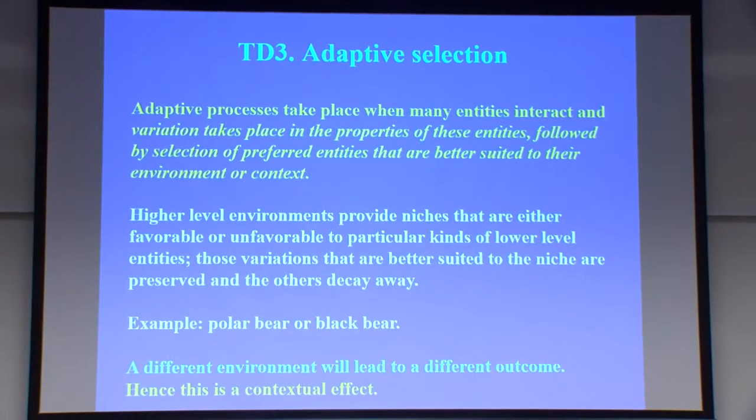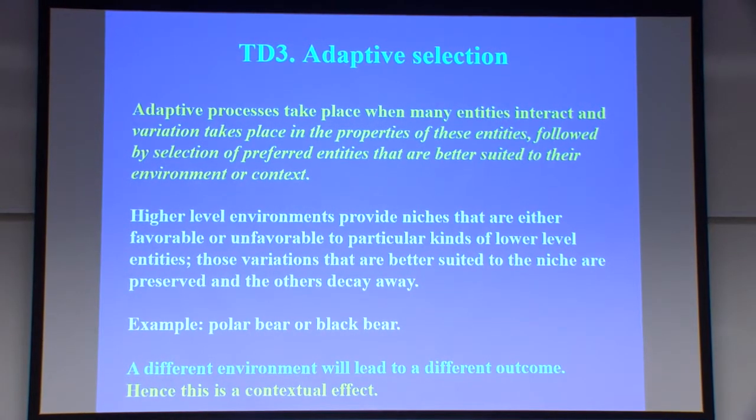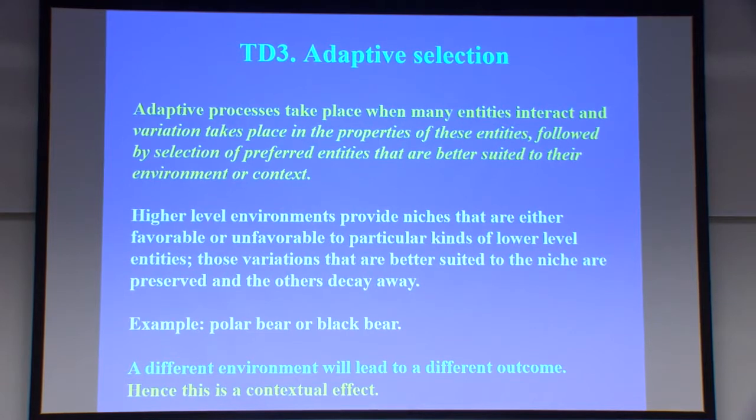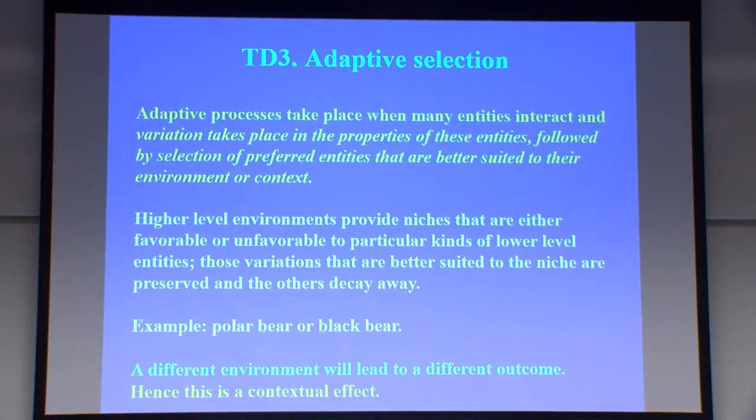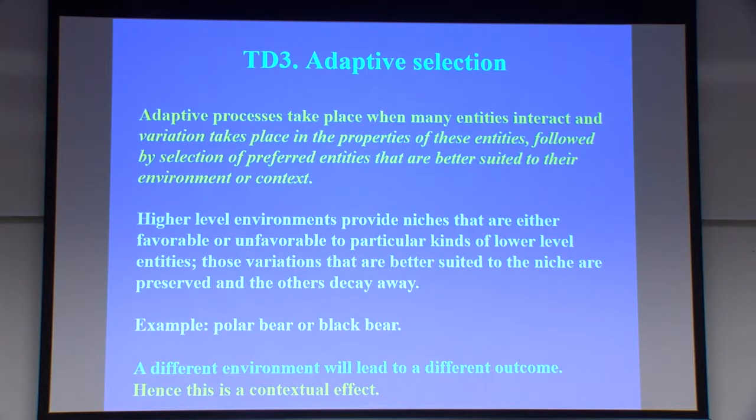It doesn't have to take place in the repeated way it does in Darwinian evolution, although that is an extremely important way. It can happen in a once-off case. Higher level environments provide niches that are either favorable or unfavorable to particular kinds of lower level entities. Those variations that are better suited are preserved and the others decay away. And I've given you the example of the polar bear or the black bear last time. A different environment would lead to a different outcome, and hence it's a contextual effect.